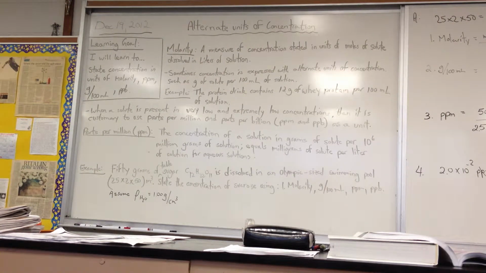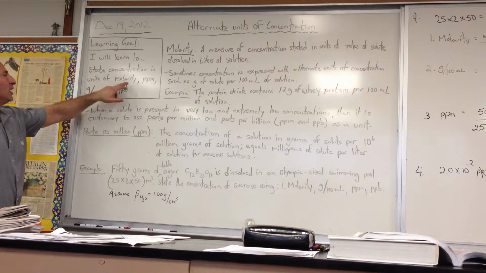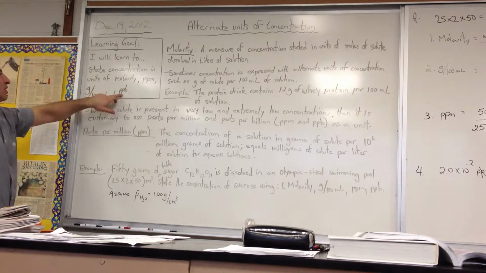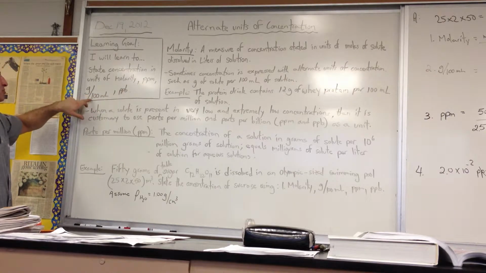Okay, today we're going to look at alternate units of concentration. There are four that I would like you to become familiar with. Of course, we know molarity. We're going to look at parts per million, parts per billion, and grams per 100 milliliters.